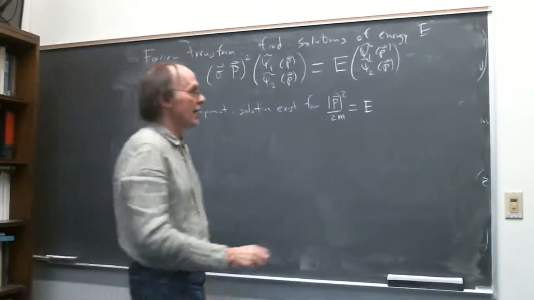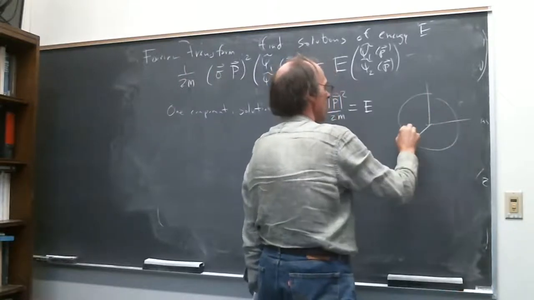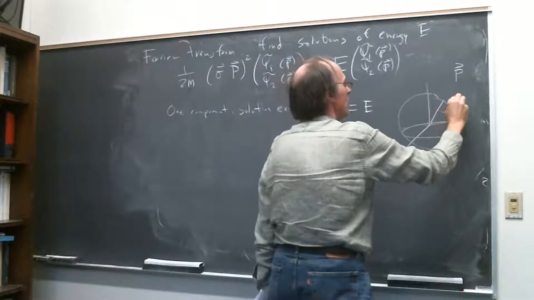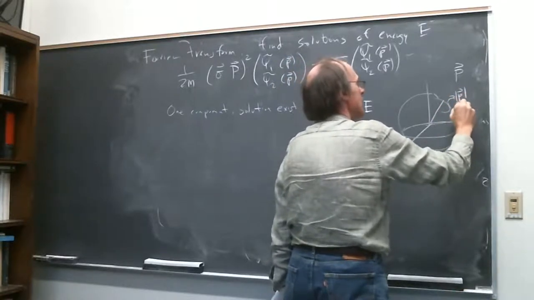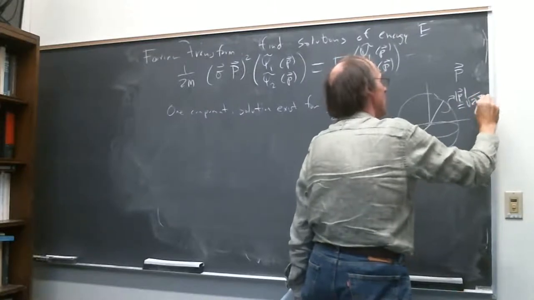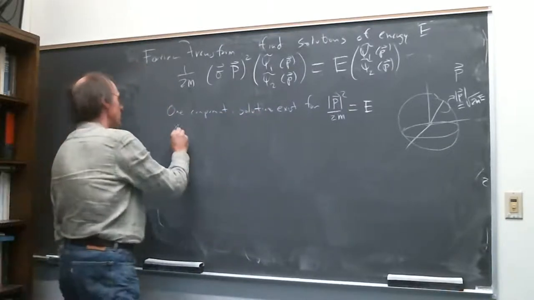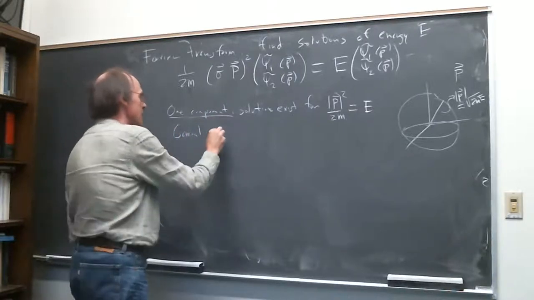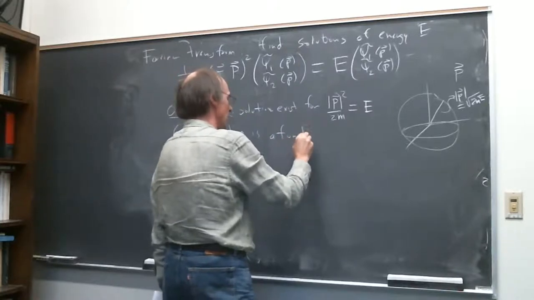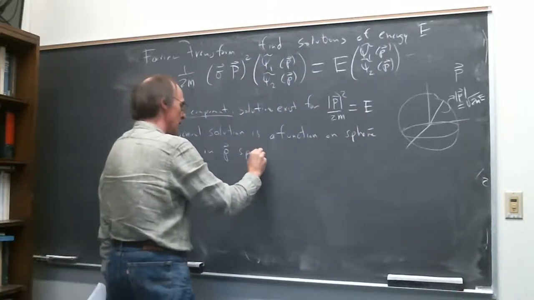Okay. And one way of thinking of this was that if you're in three dimensions, you just took some sphere in P vector space, and took it to have radius equal to the square root of 2mE. So the general solution, for the one component case, is a function on the sphere in P space of that radius.